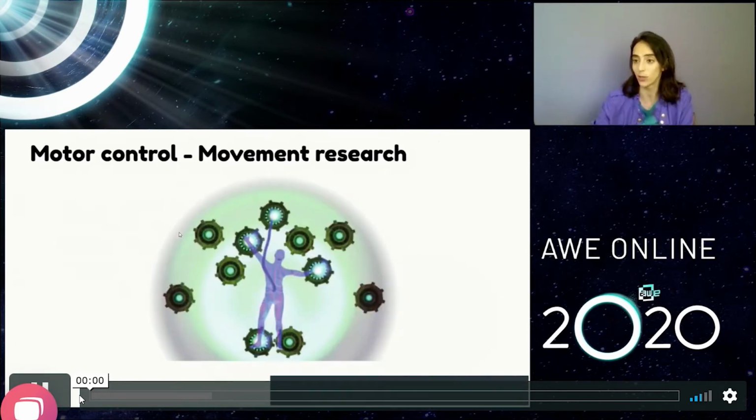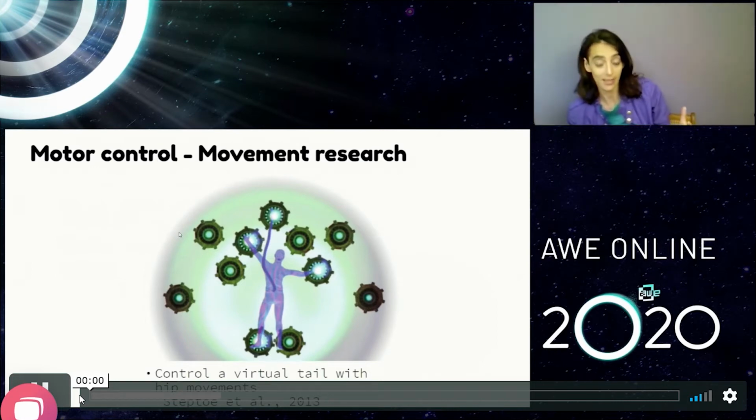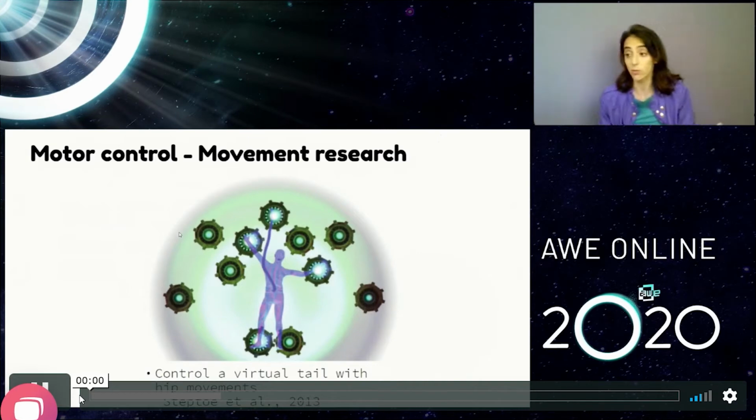A really, really cool experiment that I like, because we don't just need to have movement data about our actual bodies, we can start augmenting our very bodies. So this is a research paper that they did about controlling a virtual tail with hip movements. And by gathering data about a person's movements, we could actually start increasing our abilities with fake body parts and augmenting ourselves.